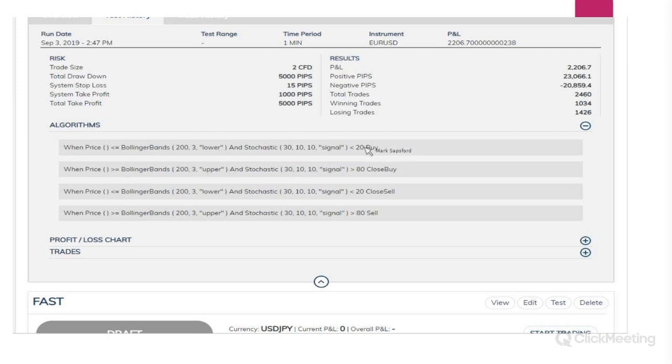So we have a buying condition here. This is the buying rule. When the price of the market, this is on euro against the dollar on a 1 minute time frame, when price is less than or equal to the Bollinger Band 200 3 deviation lower band, and the stochastic 30 10 10 is less than 20, we are instructed to buy. Then when the market moves up to above or equal to the upper band and the stochastic is overbought, over 80, we are closing that buy.